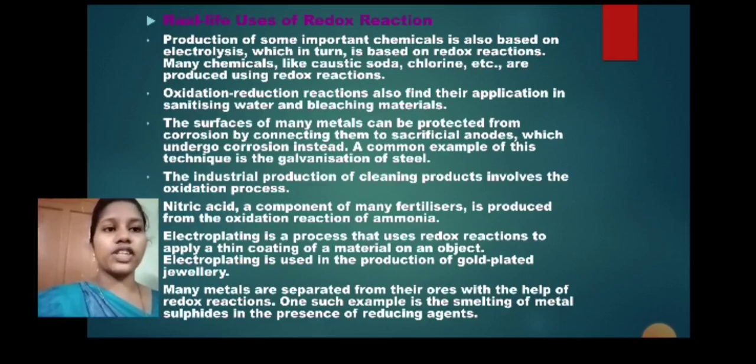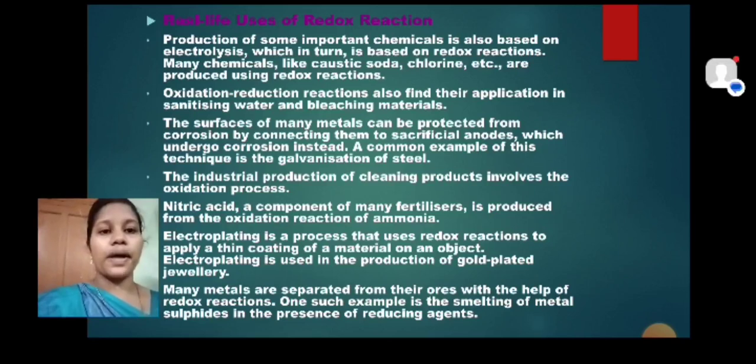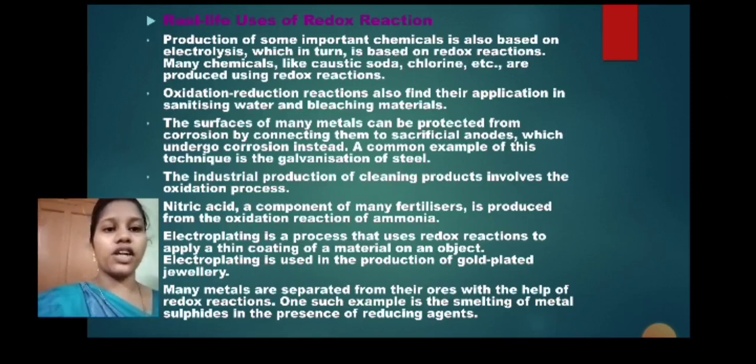Real life uses of redox reaction. Oxidation reduction reactions also find their application in sanitizing water and bleaching material. The industrial production of cleaning products involves oxidation products. Electroplating is a process that uses redox reactions to apply a thin coating of a material on an object. Electroplating is used in the production of gold-plated jewelry. And these are all the real-life uses of redox reactions.